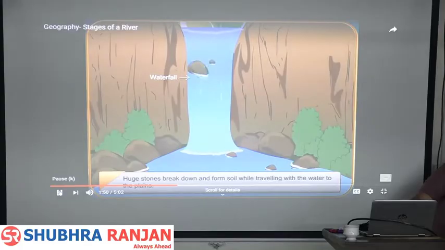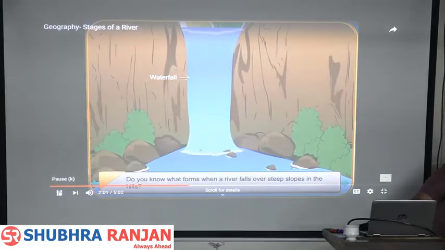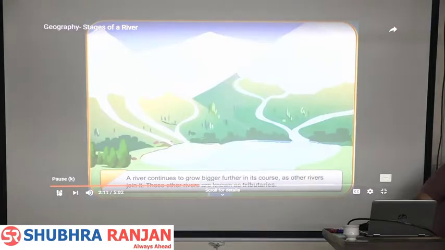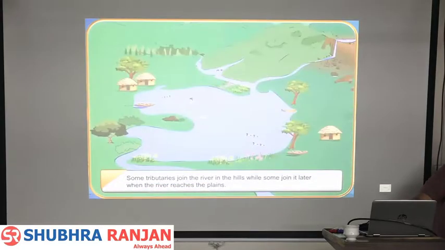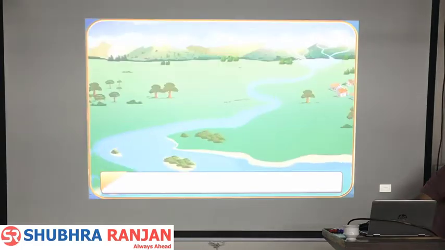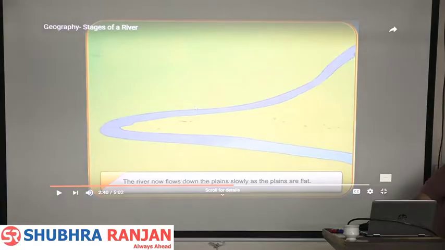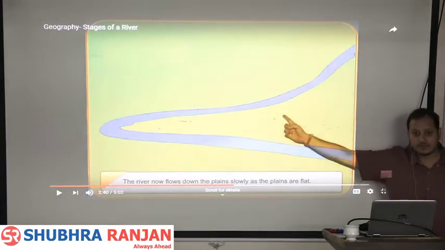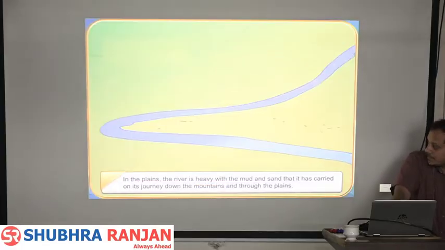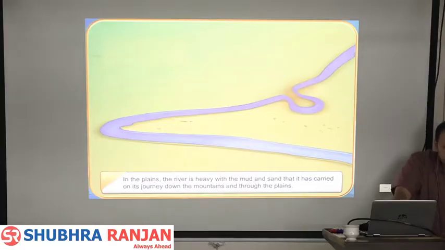What is happening? I told you big stones can be carried. So the mature stage has started. Because the speed of a river has decreased, it will start moving, and we will call such moves as meanders. The meandering of a river will occur. Speed has decreased, meandering has increased.